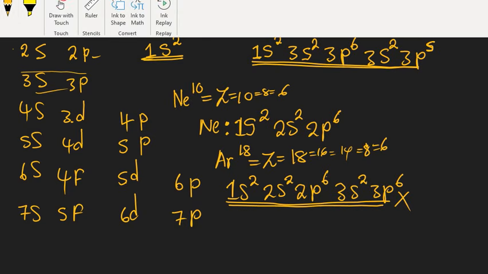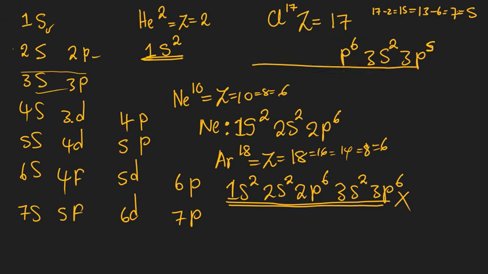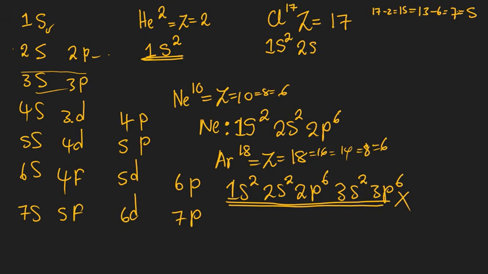Okay, let me recheck the electronic configuration of chlorine. We said it's 17, so we start with the 1s holding 2. So 17 minus 2, sorry about that mistake, is 15. Then we go in the second row, it's going to be 2s holding 2. So 15 minus 2, we remain with 13.